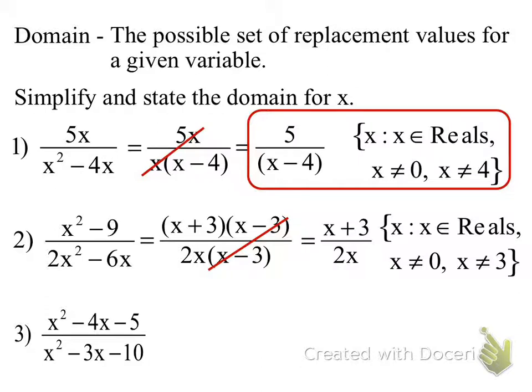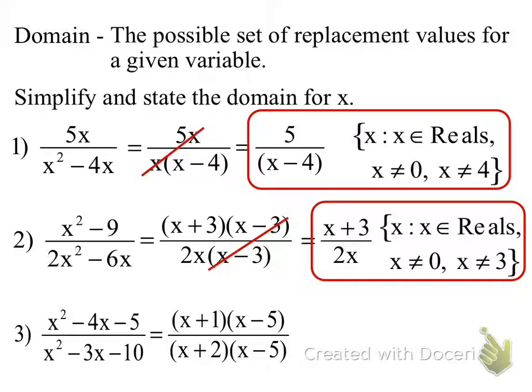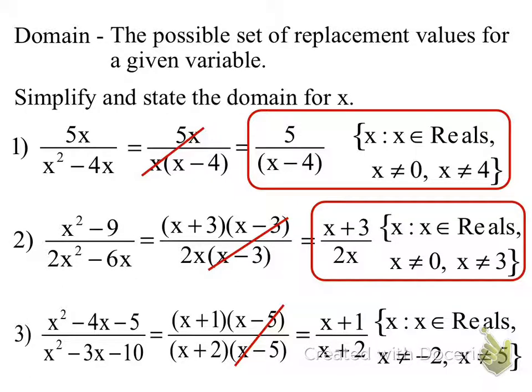Okay, the next one should have factored 2x plus 1 times the quantity of x minus 5. And the bottom one, the denominator would be x plus 2 over x minus 5. Now, when I simplify, I'm left with x plus 1 over x plus 2. However, when I'm doing my domain, it's really back at that first step. X is not allowed to equal negative 2. It is right here that I determine my domain. If I wait till the end, I'm going to miss one of the factors that I cross-canceled.